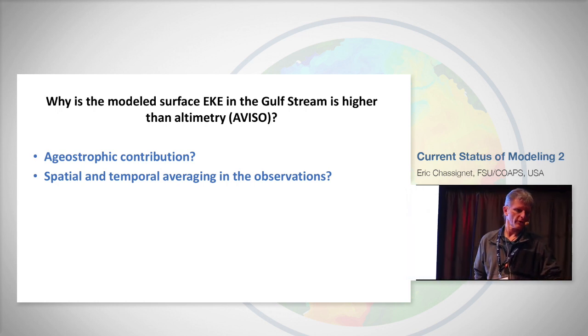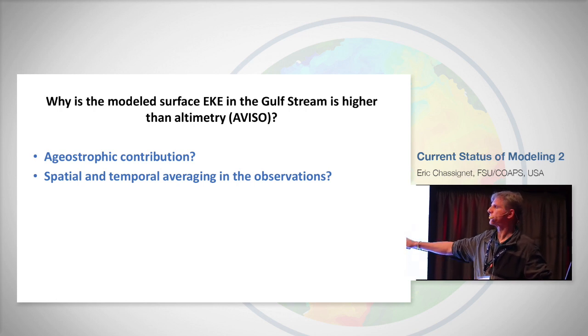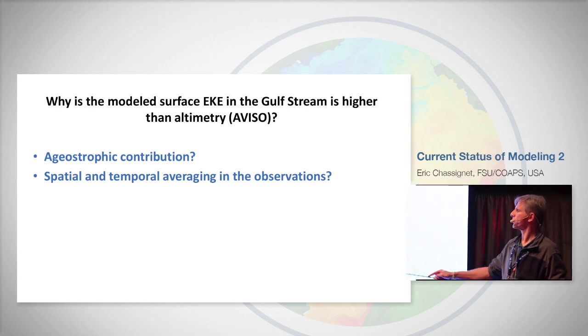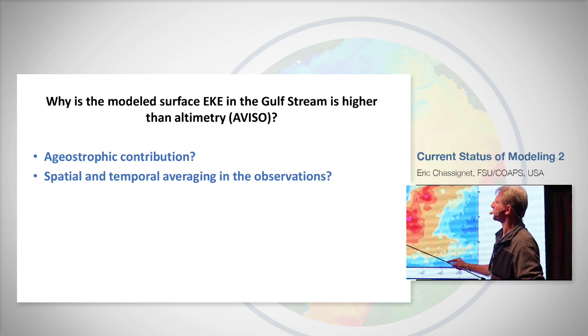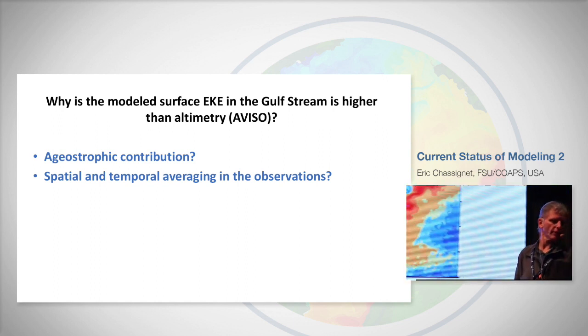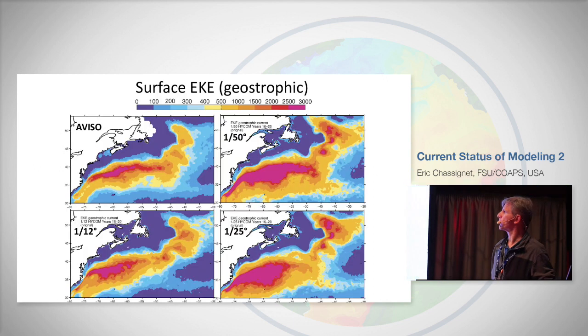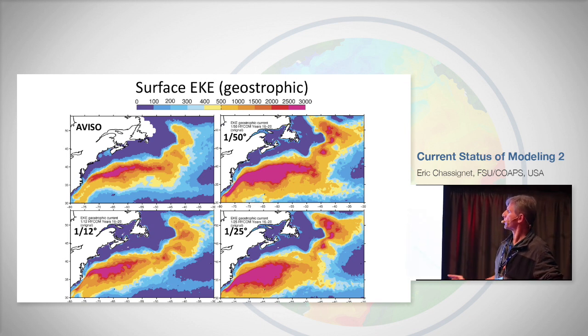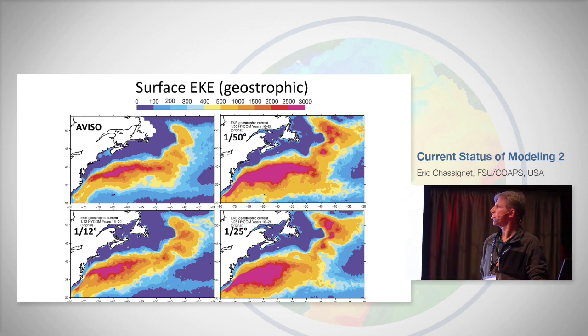The other aspect is the fact that you're looking at Aviso, which is on a 1/4 of a degree grid with a lot of filters applied to it. So this is the surface EKE. You see 1/50 degrees is much larger than the Aviso, but if you remove the geostrophic component, it differs. I mean, you remove all the Ekman drift and everything, but it does not really go toward the observations.